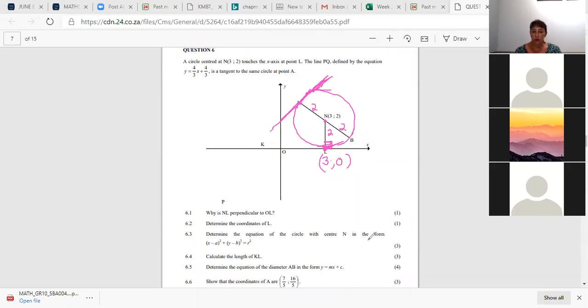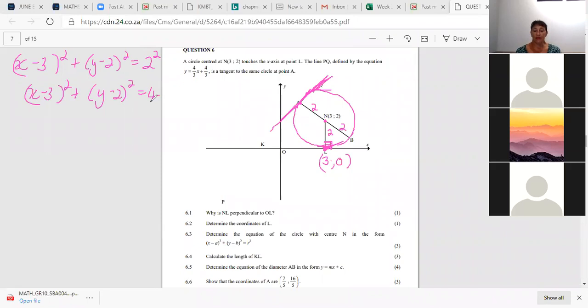Determine the equation of the circle. All right, this is the equation of a circle where A and B are your centers. So let's see, what is our center? The center is (3, 2). So it's (x minus 3) squared plus (y minus 2) squared equals radius squared, so that equals 4. That's the equation of the circle.